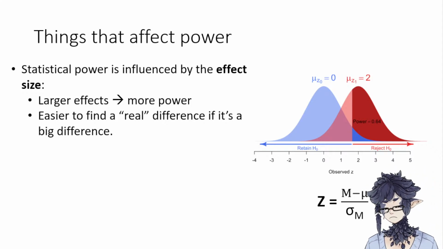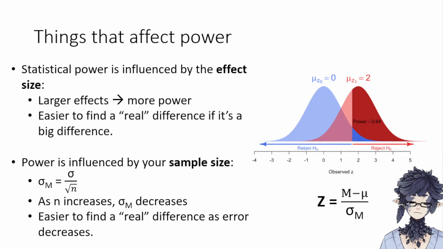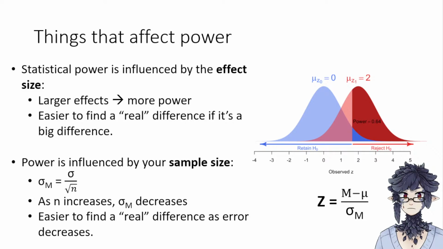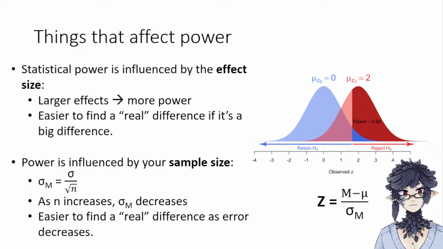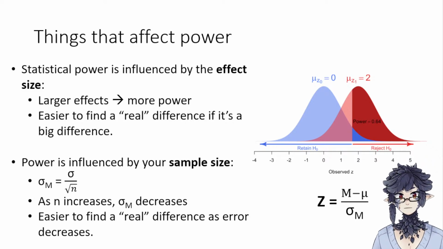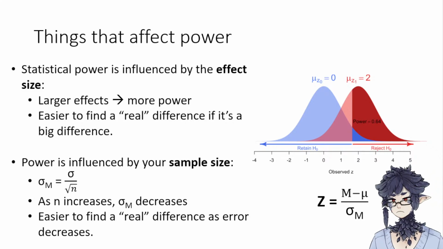Another thing that affects power is your sample size. The more participants you have, the more statistical power you have. That's why with that example, when we only had one person who got $10 million, we didn't find a difference. But when we upped our sample size to 25, we did find a difference. The bigger your sample is, the more power you have, the easier it is to find differences.